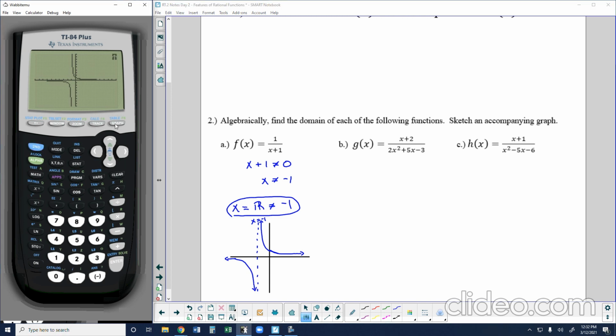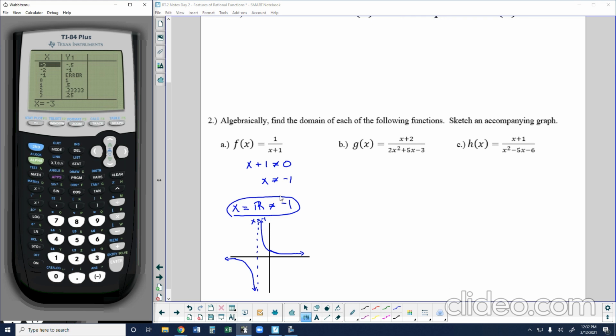If we were to take a look at the table, you'd find values for any number except for negative 1. We'd also see that as I go further and further to the right, the values for y get closer and closer to 0, but they never reach 0. This is the process of what's occurring at an asymptote.